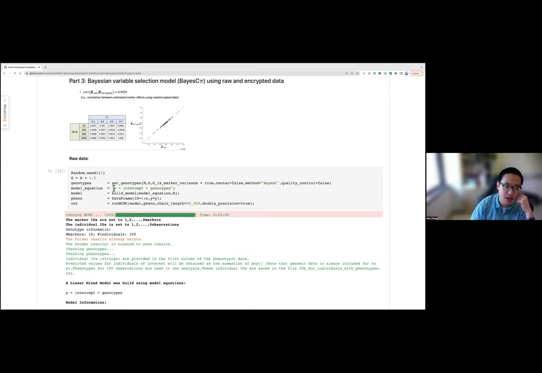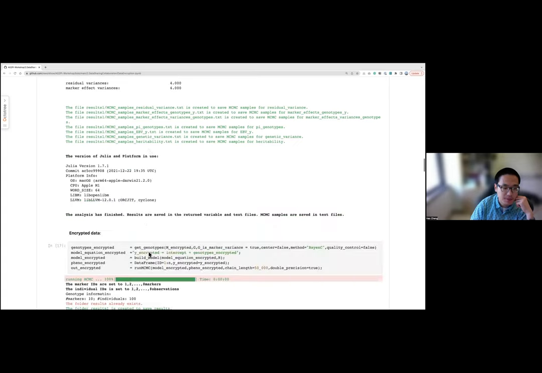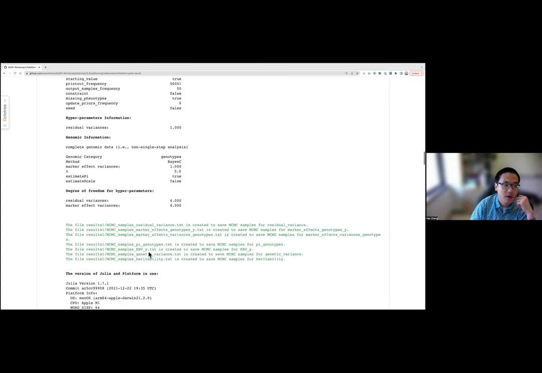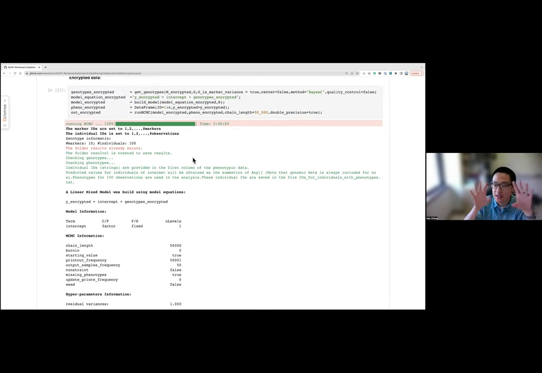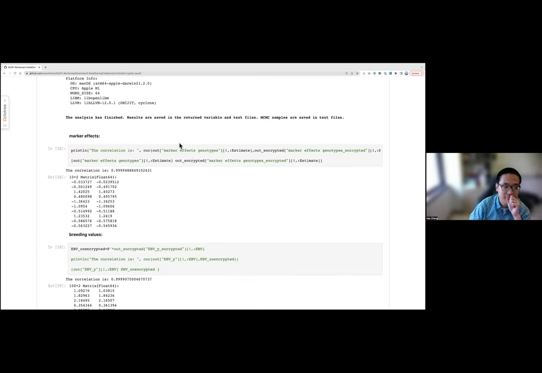So I fit a model where the phenotype y is equal to an intercept, or mean, plus genotypes. I run it using the raw data, and I also run it again using the encrypted data. Basically, I'm using two data sets and running the same method: one using the raw data, one using the encrypted data. If you have a look at the correlation of my estimated marker effects, for this tiny example it's like 0.999, almost equal to one.